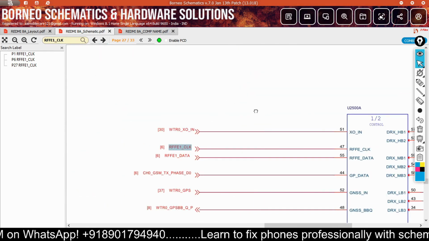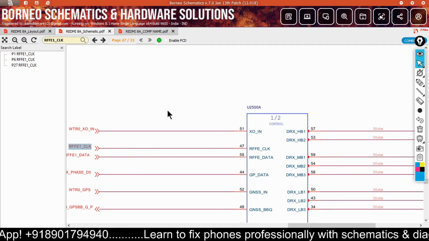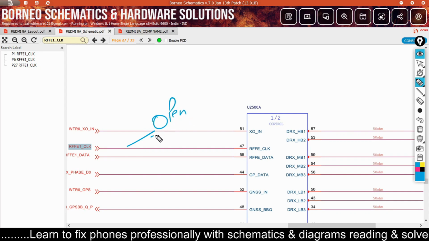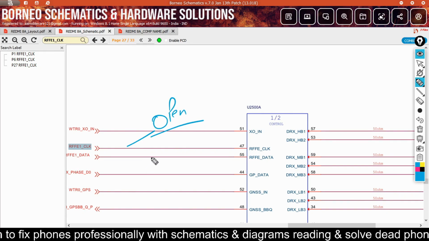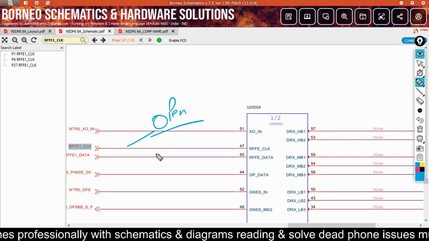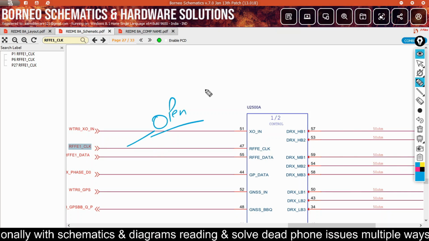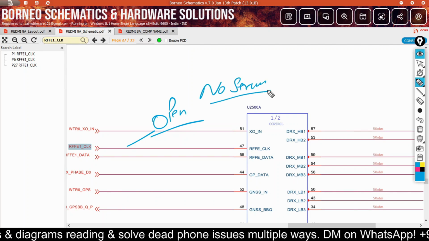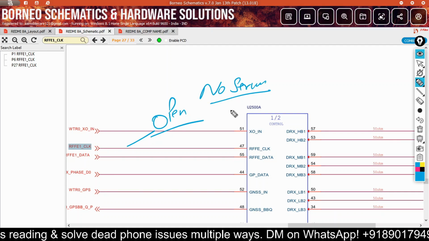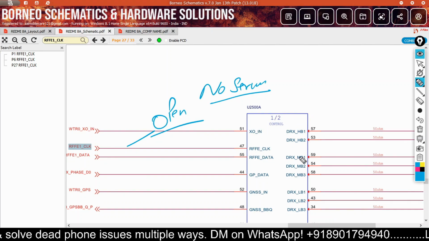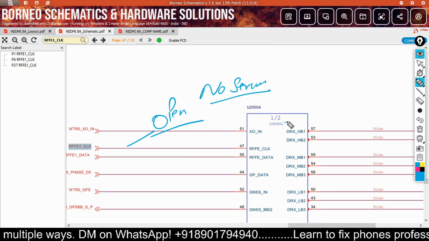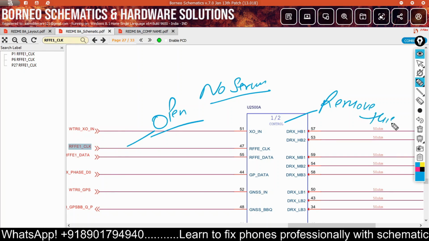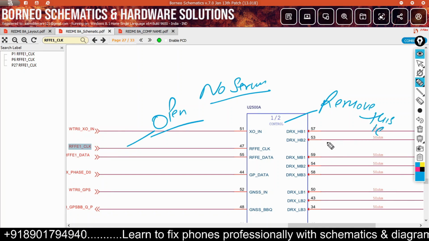So how do you confirm this line is okay or not? Because if this line is open, anyone, even a clock or a data line, or both of them, your phone will be in no service. So how do you test? For this, you remove this IC. Remove this IC. Clear?